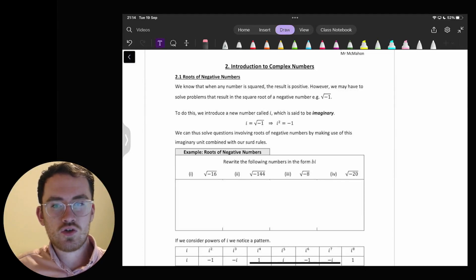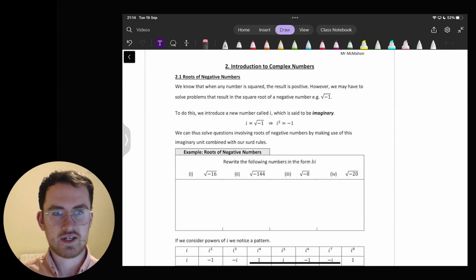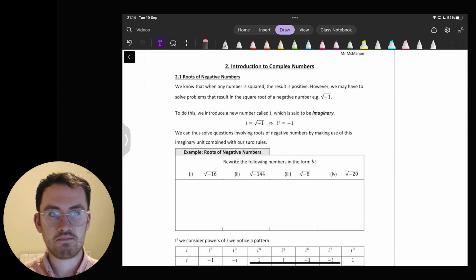Okay, so we're going to just go through basically an introduction to complex numbers and what we mean by complex numbers. Starting us off, we're going to look at the square root of negative numbers. We obviously know that when any number is squared, the result is positive, but we can end up in situations where we need to find the square root of something, and under our square root we have a negative number.